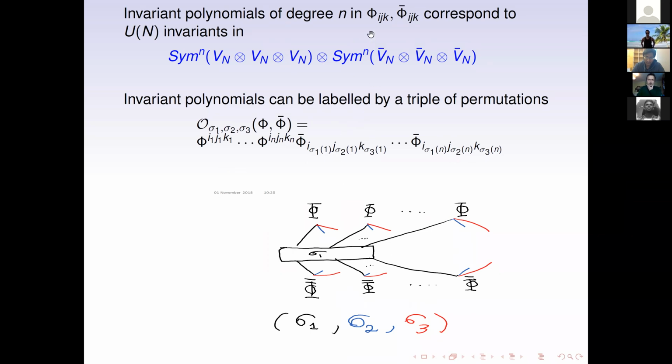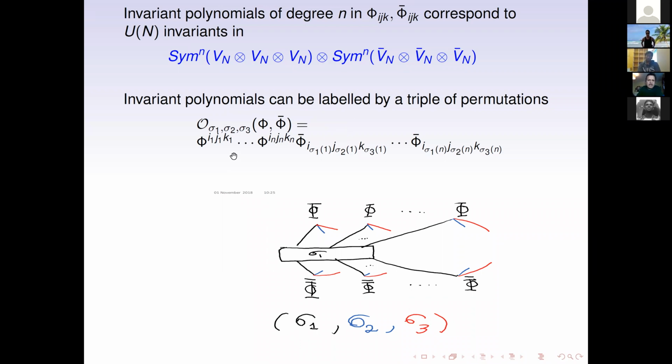Now, in this tensor model problem, we have three indices, the i's, the j's, and the k's. So we're going to have V_N tensor V_N tensor V_N, and the V bars. This is for the phi's, this is for the phi bars. I am interested in degree n, little n, so I'm going to have n copies of phi and n copies of phi bar. And it's symmetrized because the phi's are bosonic variables. That's why there's a Sym^n there.